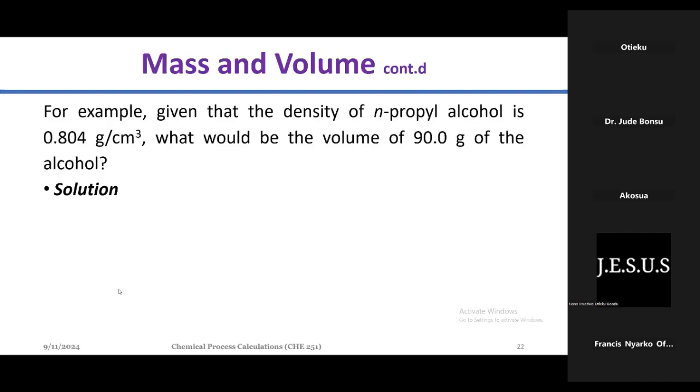So you can try out this question too. What would be the volume of 90 gram of alcohol if the density is 0.804 gram per centimeter cube? You try out that. This is what you will get as your final answer.